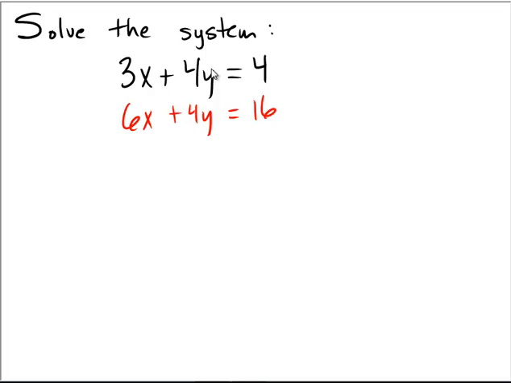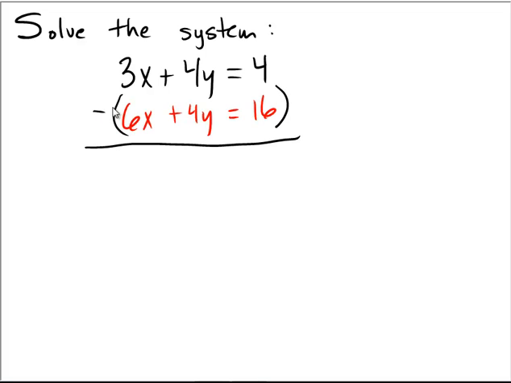For this problem, let's assume that we are being asked to solve a system of equations. So here I have an equation 3x plus 4y equals 4 and another equation of 6x plus 4y equals 16. Notice that conveniently the 4y in the top equation is the same quantity as the 4y in the bottom equation. So an option would be to simply subtract the two equations from each other.